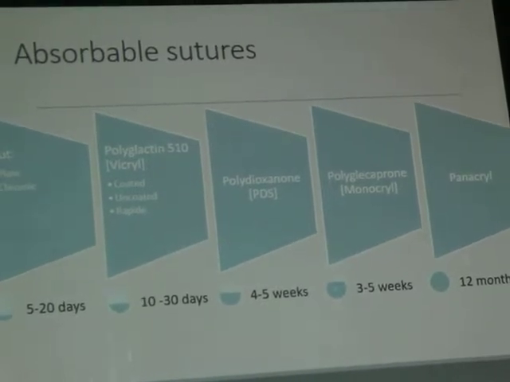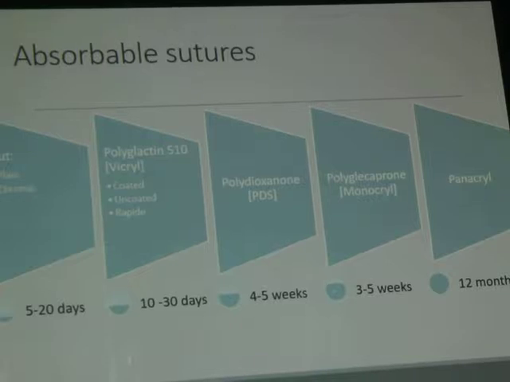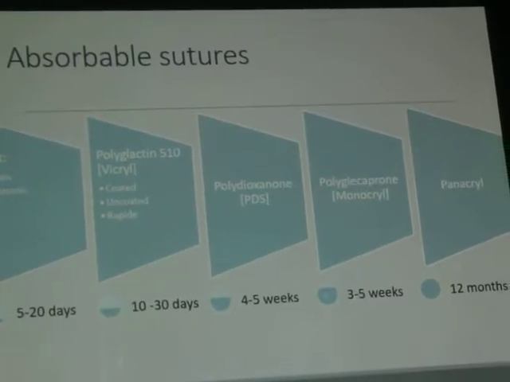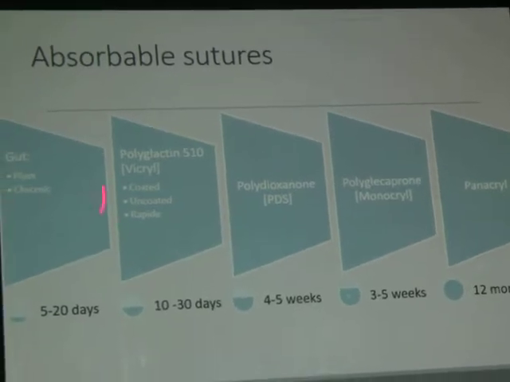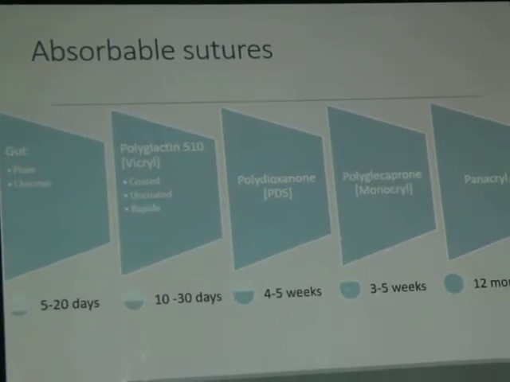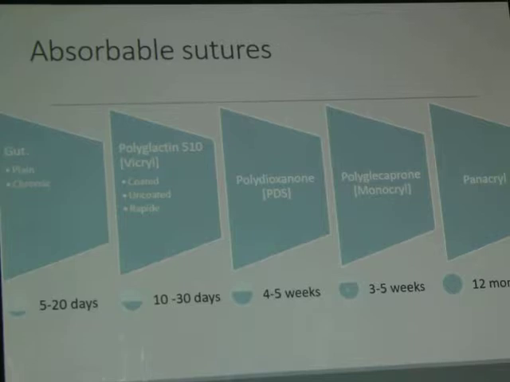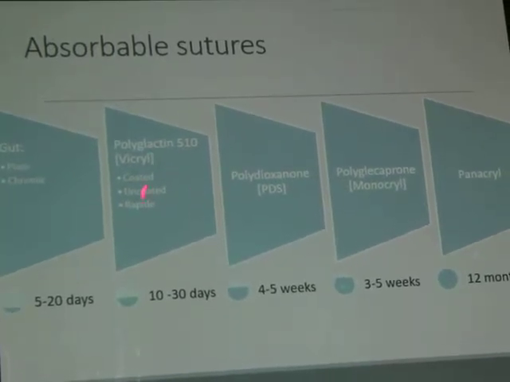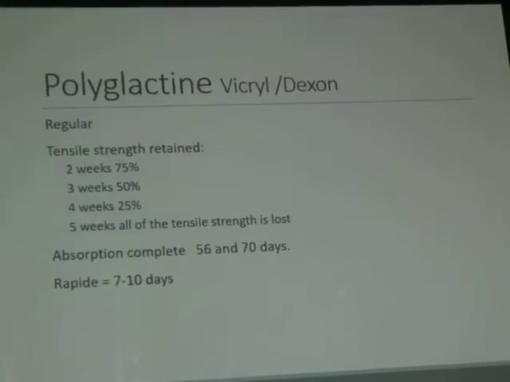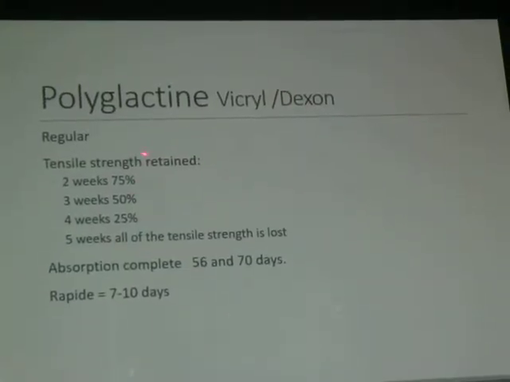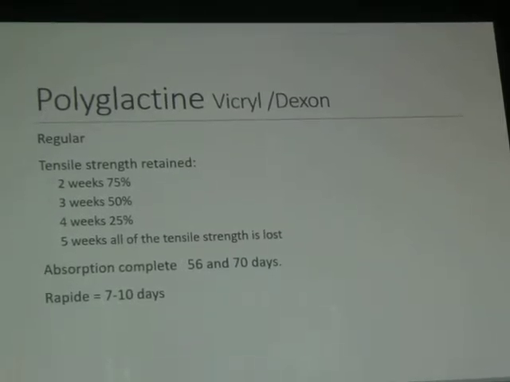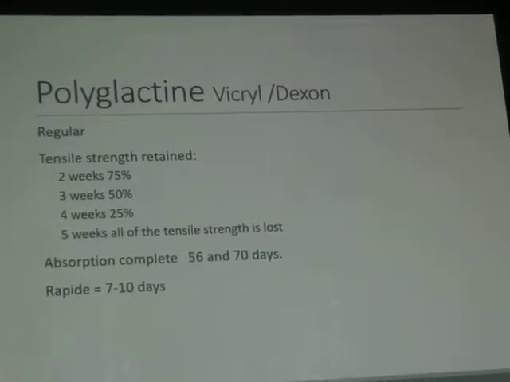الفايكريل maybe it's the commonest used، أو البوليجلاكتين is the commonest used absorbable suture so far, and it has totally replaced plain and chromic cat gut, and we have many different varieties of Vicryl: coated, uncoated, and rapid. Regular use of polyglactin, in 2 weeks it loses about 25% of its strength.